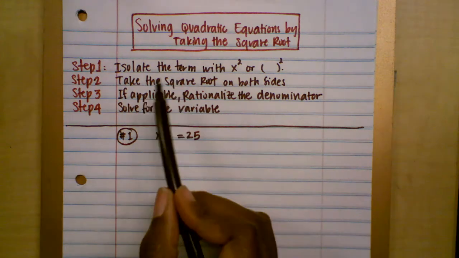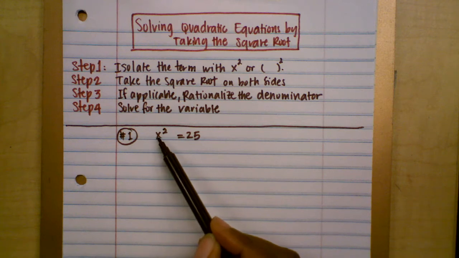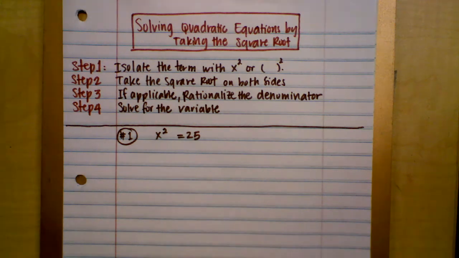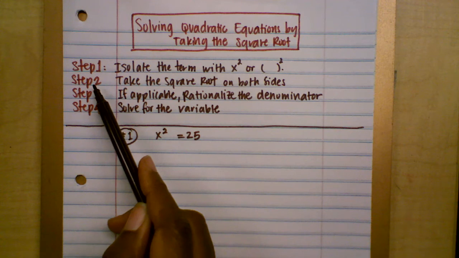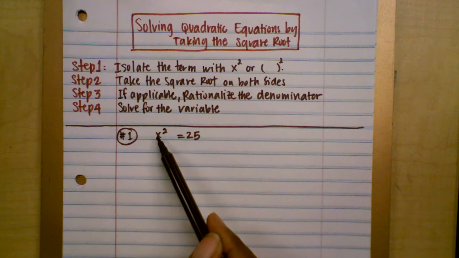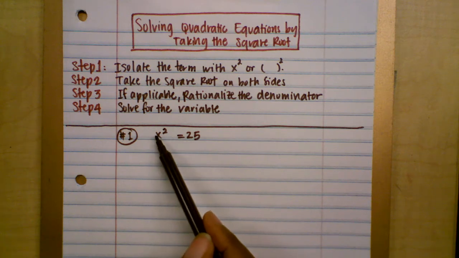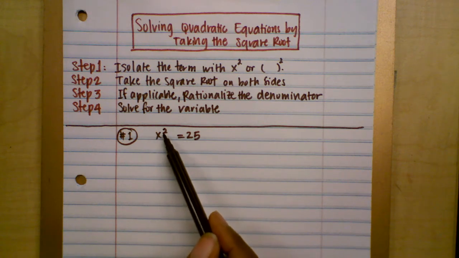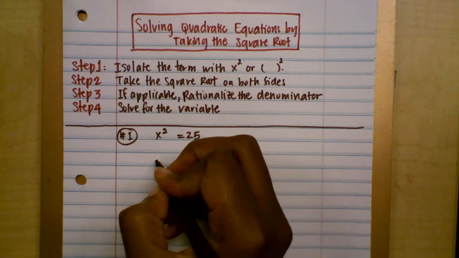Step 1 asks us to isolate the term with the square. The term with the square is already by itself, so we don't need to isolate anything. It has already been done for us. So now step 2, what are you going to do? You're going to take the square root on both sides. Again, you want to find the x values. We want to get x alone, and the way to get x alone is to take the square root on both sides. So let's do it. This is step 2.